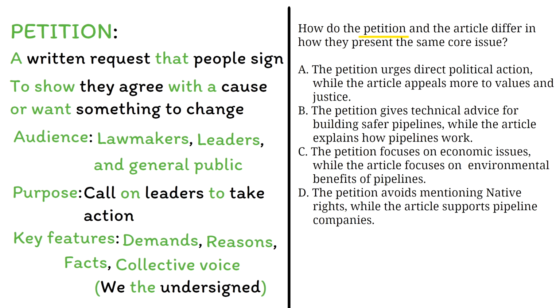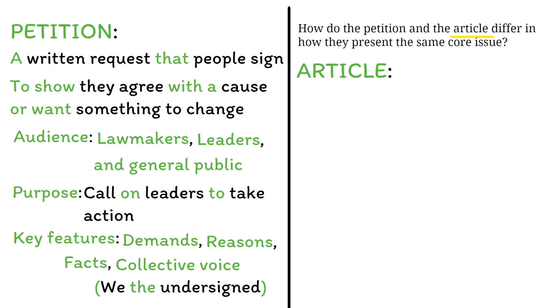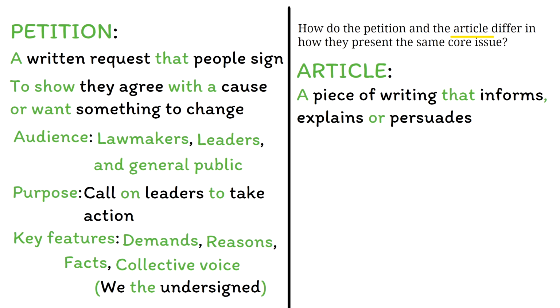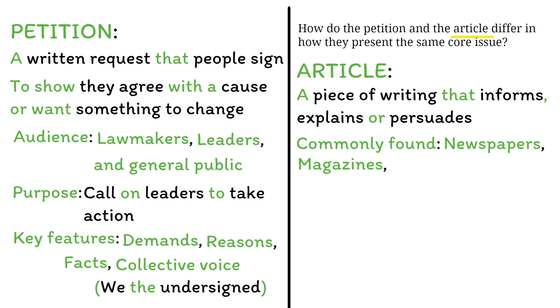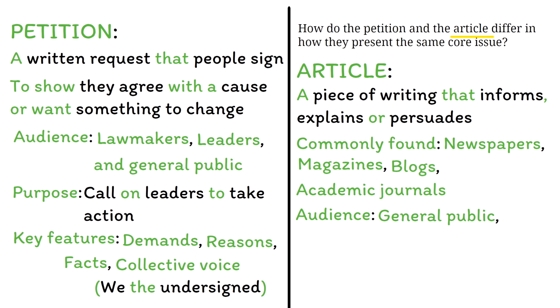Now let's define what an article is and its purpose. An article is a piece of writing that informs, explains, or persuades its readers about a topic. It is usually found in newspapers, magazines, websites and blogs, and educational or academic journals. Its audience includes the general public, students, and professionals.